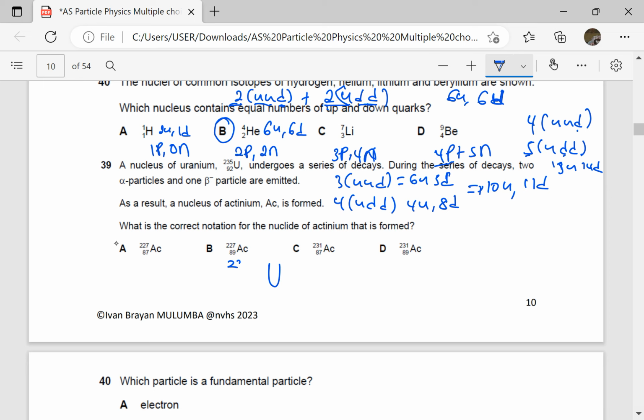So uranium-235, 92, decays to give us actinium plus. During the series of decays, 2 alpha particles are emitted, so I'll say 2 times alpha, plus 1 beta minus, 0 negative 1. So the proton number should be 92 on both sides. On the left we have 92. On the other side we have 2 times 2, that is 4, minus 1, that is 3. So 92 minus 3, that is going to be 89.